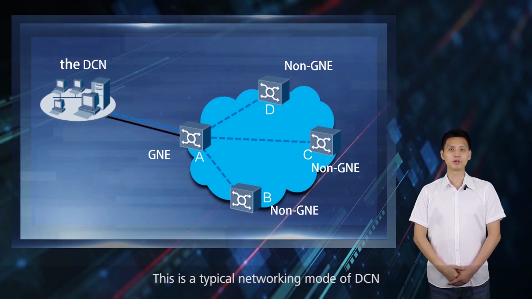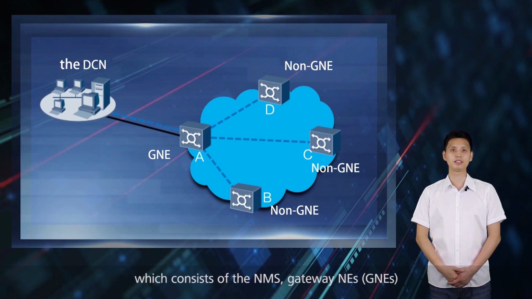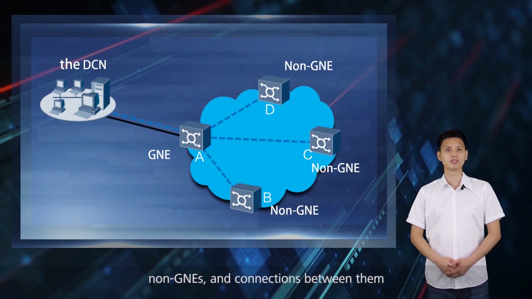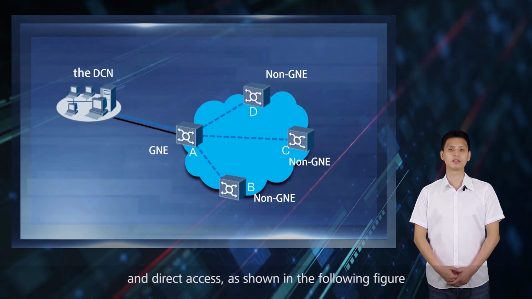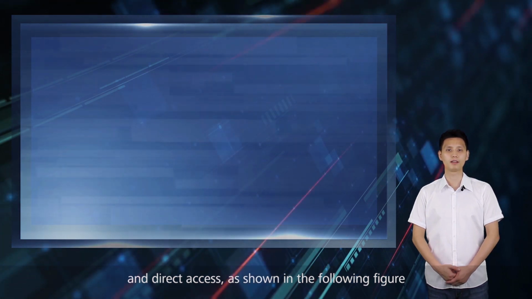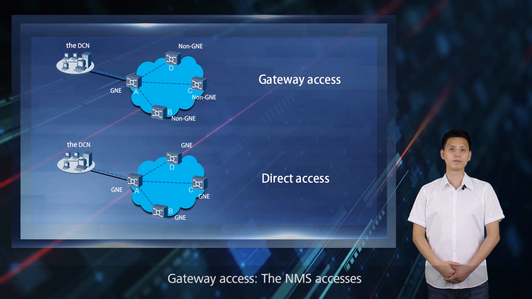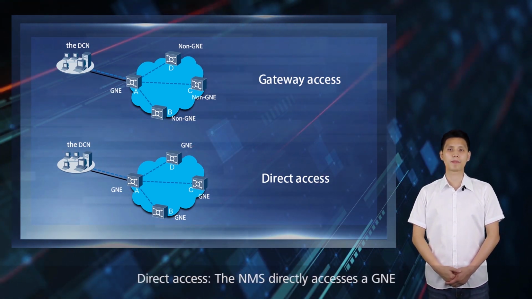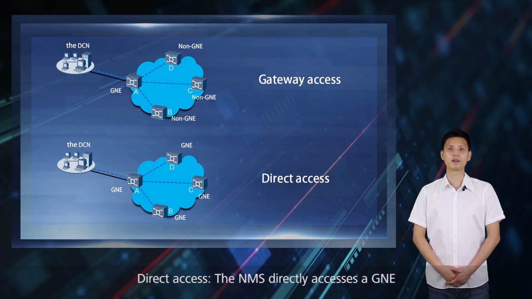This is a typical networking mode of DCN, which consists of the NMS, gateway NEs, GNEs, non-GNEs, and connections between them. The NMS access modes include gateway access and direct access, as shown in the following figure. Gateway access: the NMS accesses a non-GNE through the GNE. Direct access: the NMS directly accesses a GNE.